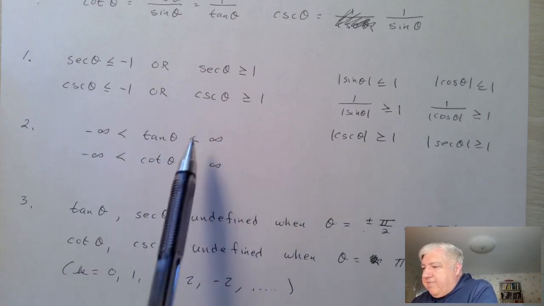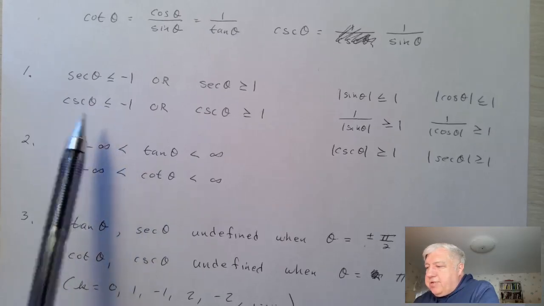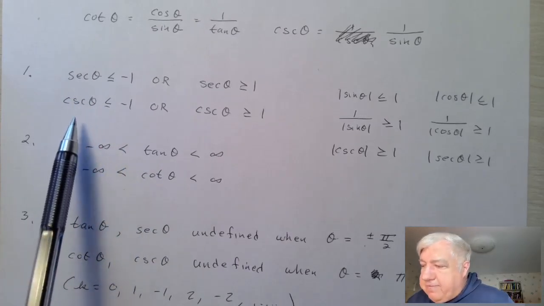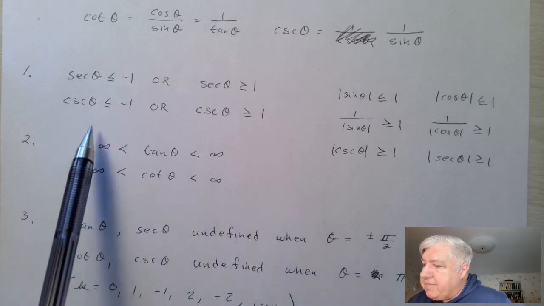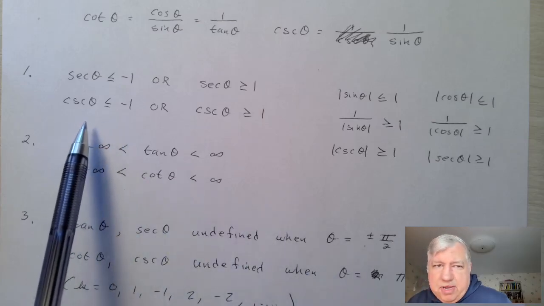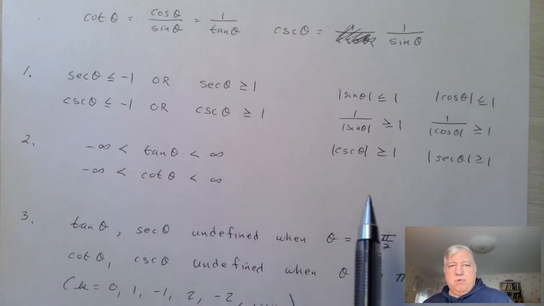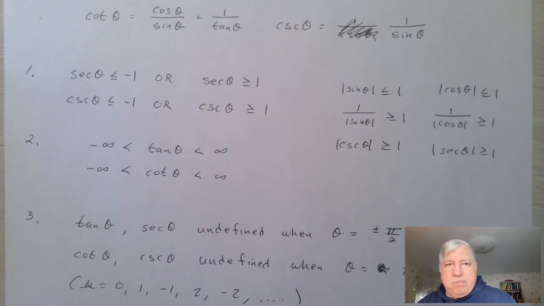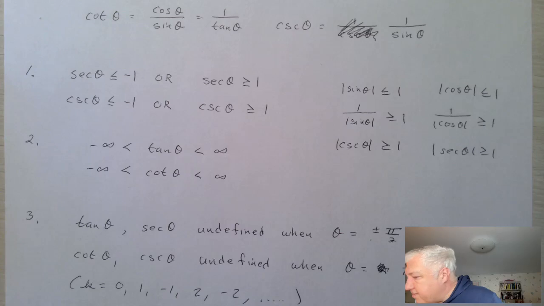So in a fancy way, we say as functions that the range of the secant and cosecant is going to be all the numbers less than or equal to -1 or greater than or equal to +1. And we would say the range of the tangent and cotangent would be all real numbers. It's a fancy way of saying that.